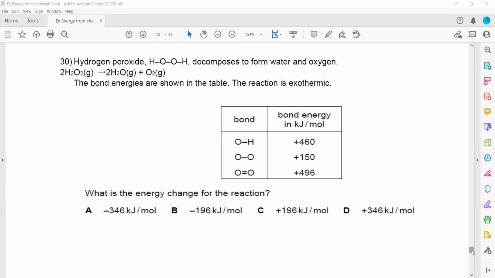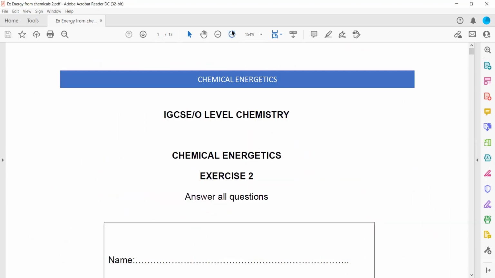So these are some questions related to chemical energetics. The next session will discuss more questions related to the topic.